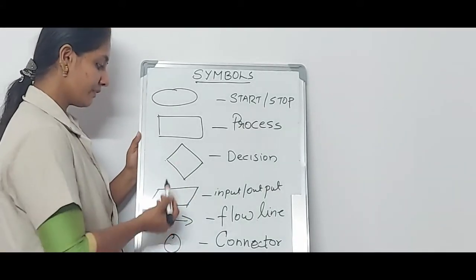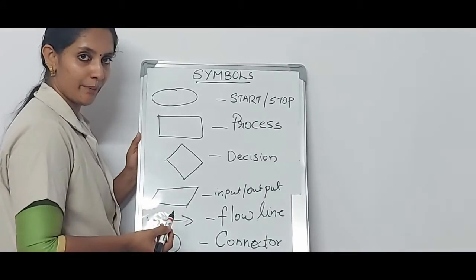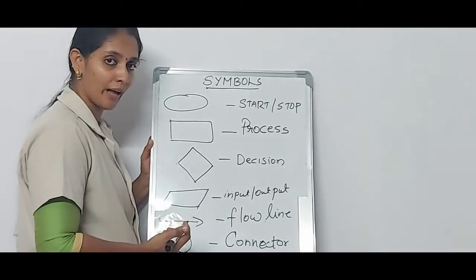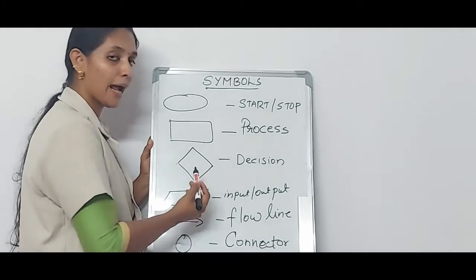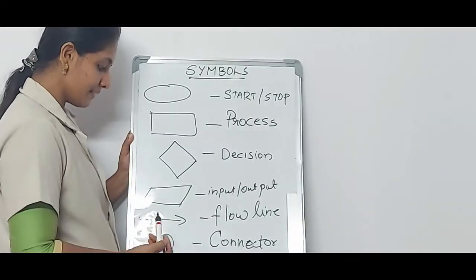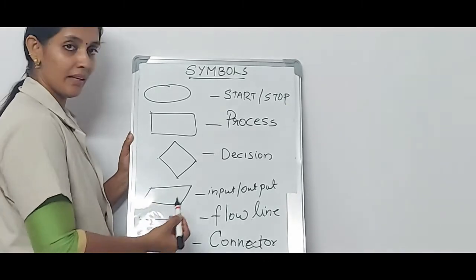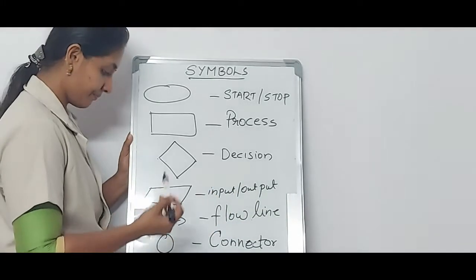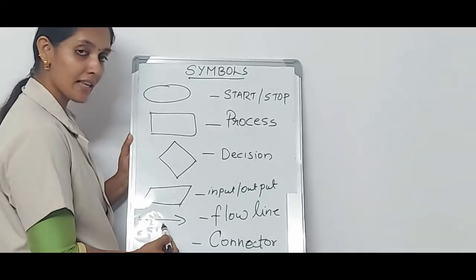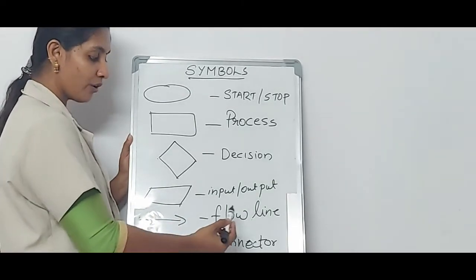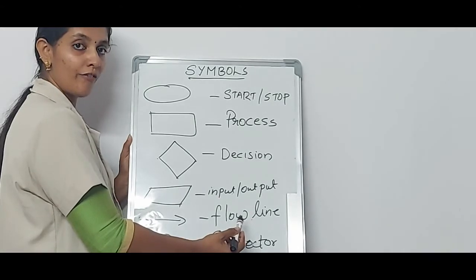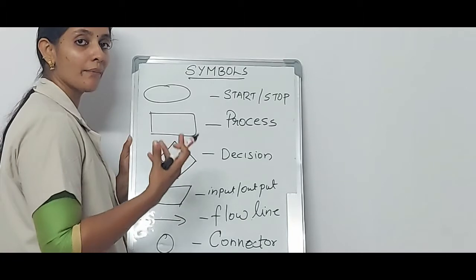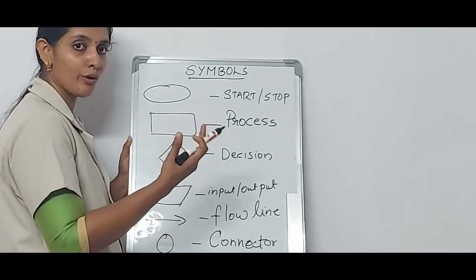Third one, this is a diamond shape. If there is a decision taking place in a program, then we can use diamond shape. Then next is parallelogram shape. This represents input or output of the program. Then next one is arrow. This arrow shows flow of the process. That is, it shows programs flows from one point to another.